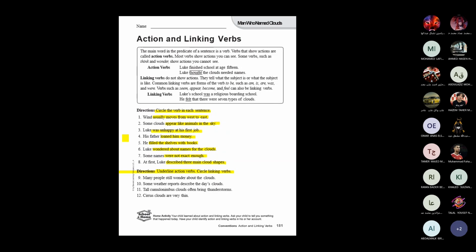Send your answers, ya Abdul Malik. I know that you've finished. Okay, so where is your paper? What is the page? What is the picture? Just send it.